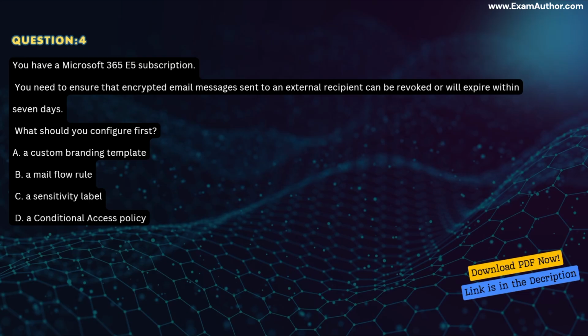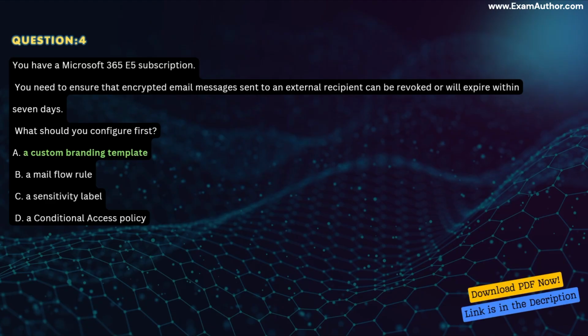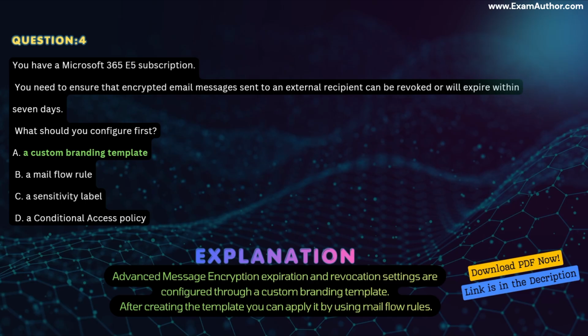A. A custom branding template. B. A mail flow rule. C. A sensitivity label. D. A conditional access policy. The correct answer is A. A custom branding template. Explanation. Advanced message encryption expiration and revocation settings are configured through a custom branding template. After creating the template, you can apply it by using mail flow rules.